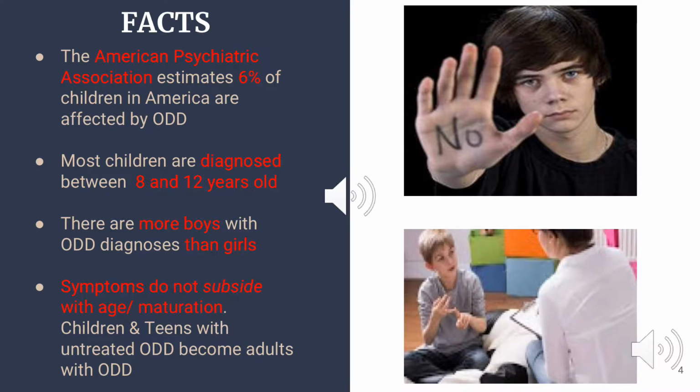And it's also important to note that this is different from our typical transitions from early childhood to preteen, preteen to teenage, teenage to young adult, because the symptoms do not get better with maturity. In fact, teens who do not learn how to manage their oppositional defiance just become adults who have the disorder.